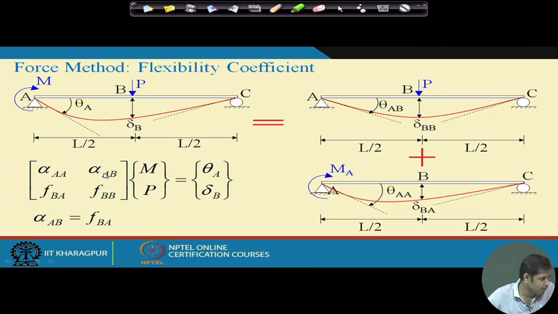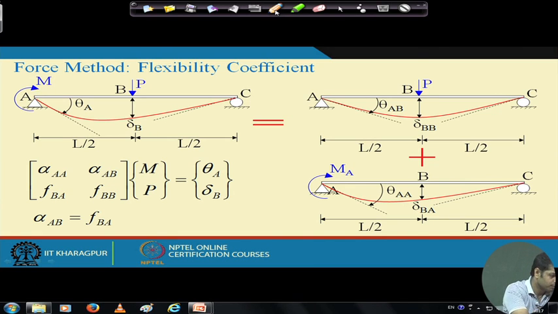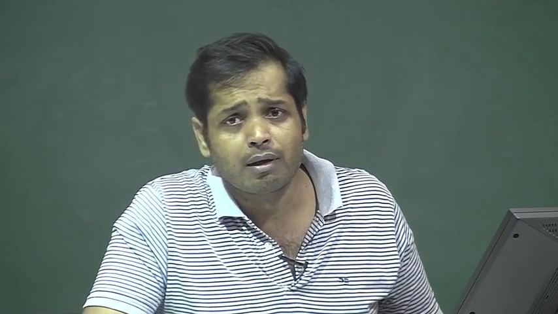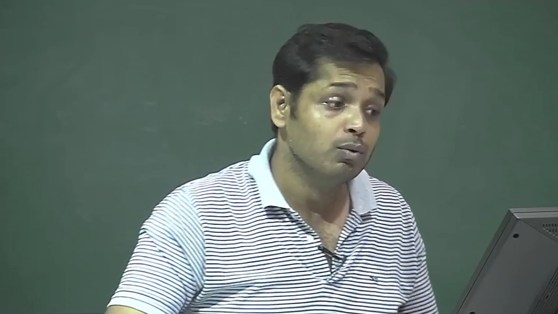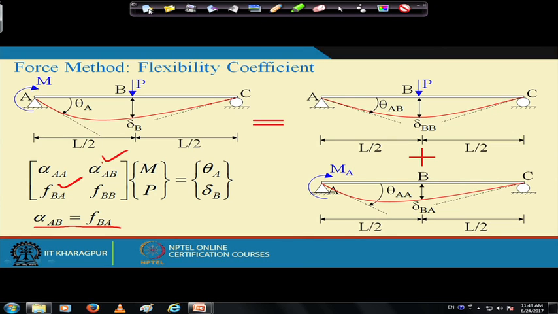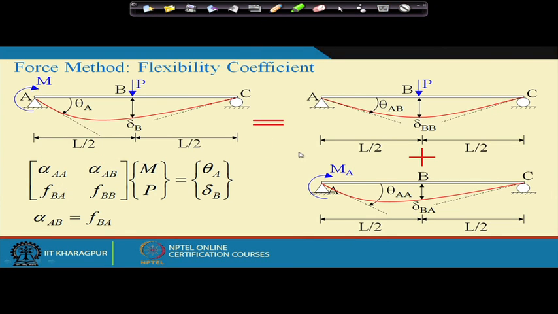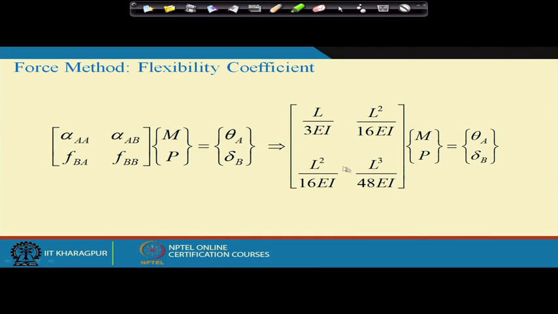So, alpha AB, this term, and this term, they are the same. So alpha AB is equal to alpha BA. Now, I ask you, please check why this is not an accident. Even for a different structural problem, if you compute the flexibility matrix, you will see those matrices are symmetric. And what exactly does it say? You know this theory. You can see that alpha AB is equal to F BA, this is a symmetric matrix.